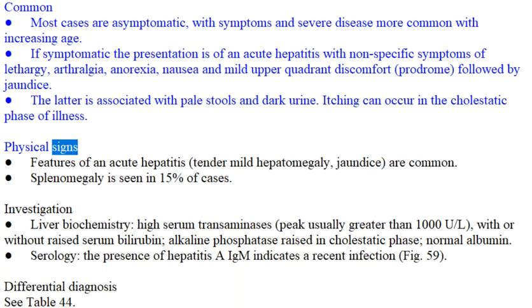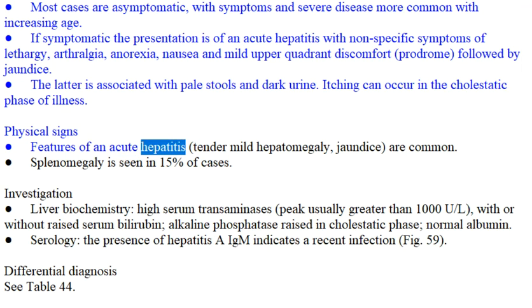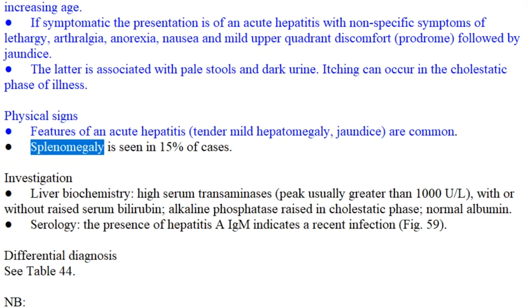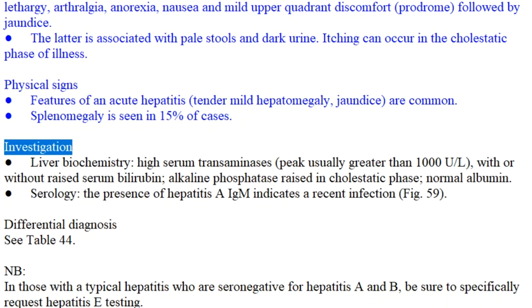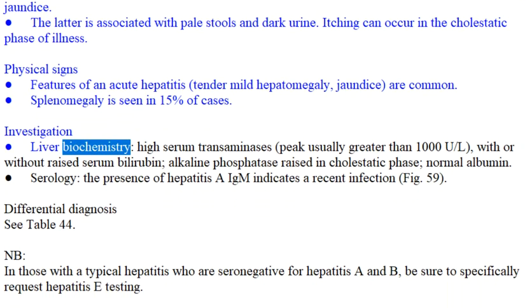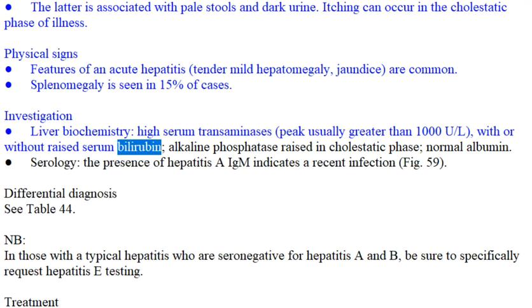Physical signs. Features of an acute hepatitis, tender mild hepatomegaly and jaundice, are common. Splenomegaly is seen in 15% of cases. Investigation. Liver biochemistry. High serum transaminases, peak usually greater than 1000 U/L, with or without raised serum bilirubin, alkaline phosphatase raised in cholestatic phase, normal albumin.